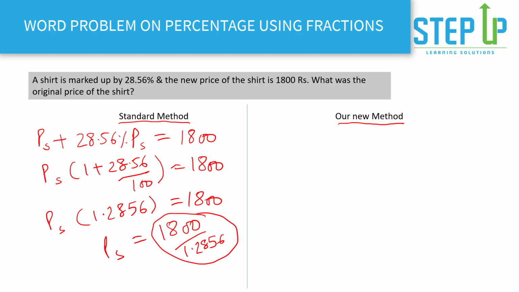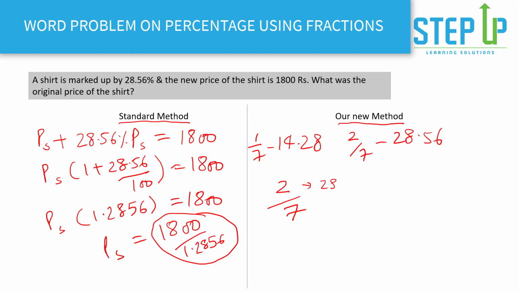Our new method says the moment you see 28.56, what should ring a bell? It's 1 by 7 is 14.28, and 2 by 7 would be nothing but 28.56. That means if you add 2 to the 7, it has increased by 28.56. If the original price of the shirt was 7 and you added 2, it would increase by 28.56, so it would have actually become 9. 9 would be the new price, but they are saying in the exam it's not 9, it's 1800.